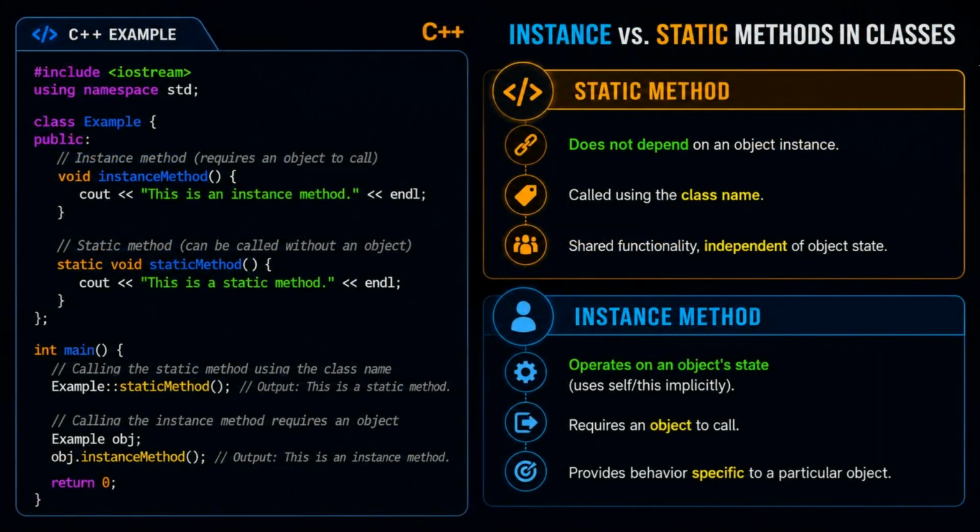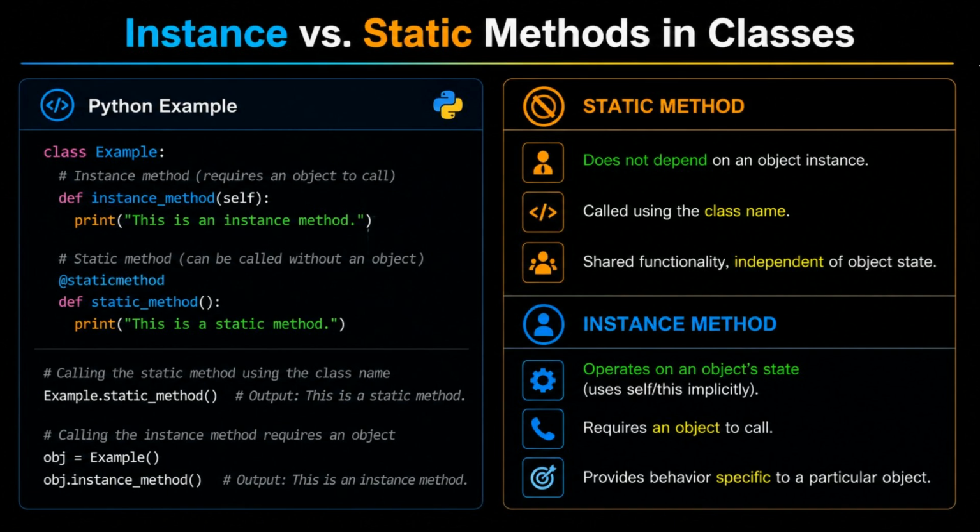Static method is called through the class name using the scope resolution operator, example static method, while instance method needs an actual object created first, identical logic to the Java version, just different syntax for reaching the static method. And here's the same distinction in Python.